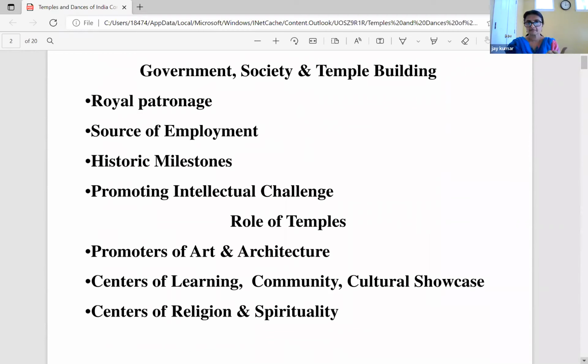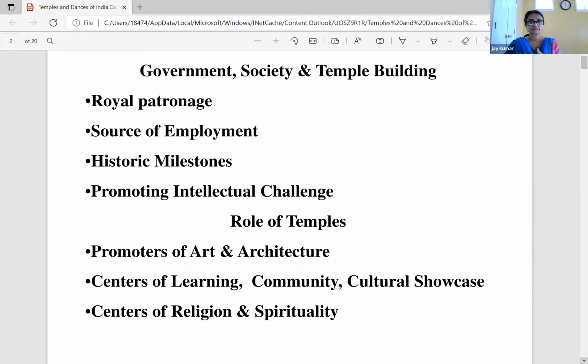One of the main reasons is obviously royal patronage. A long time ago, we had kings who pretty much played a very important role in the development of these temples so that each becomes a monumental structure. Of course, it did provide employment, and the other things are listed here: they are centers of learning, community, cultural showcase, and religion and spirituality.